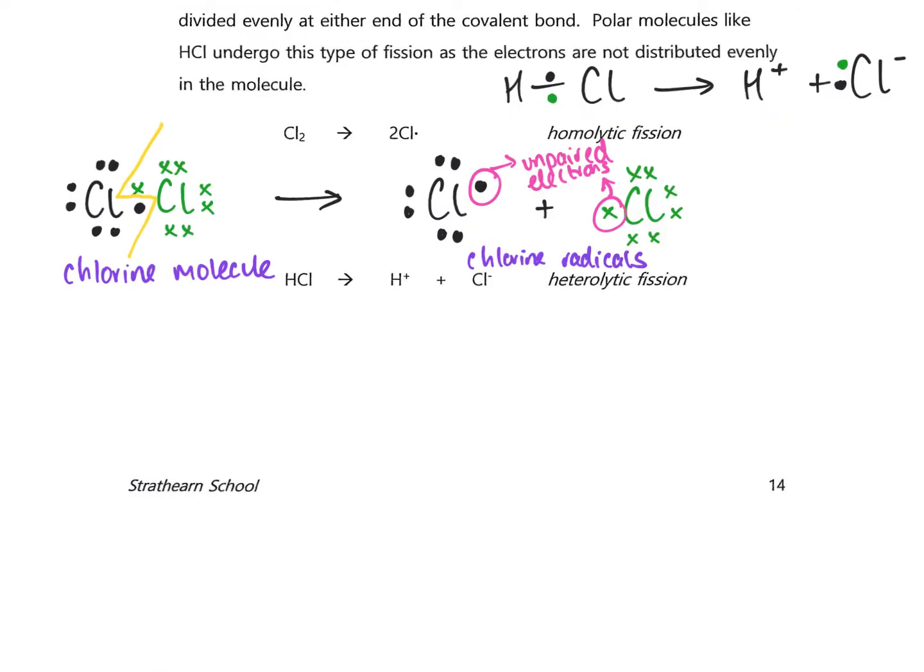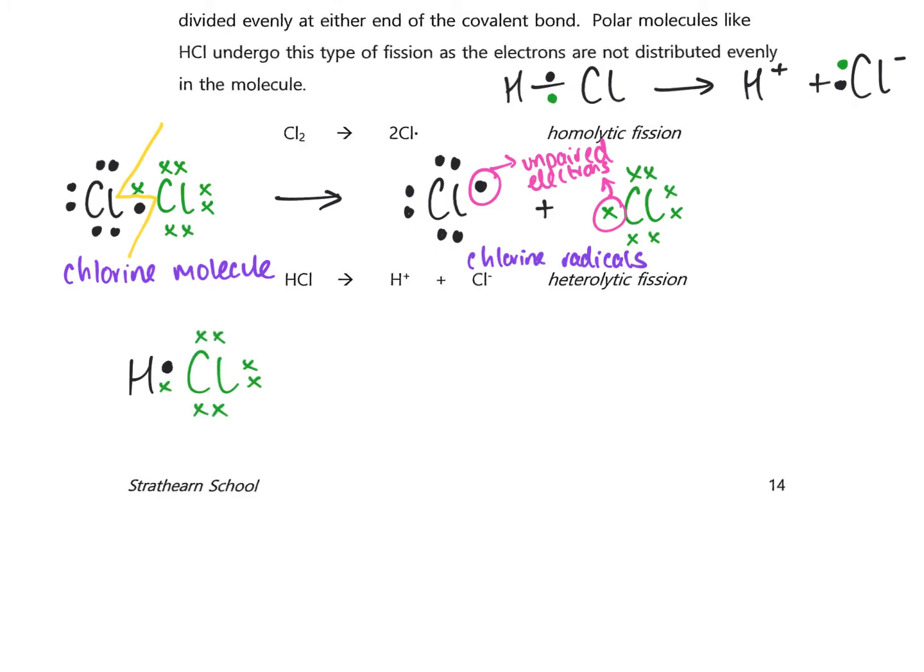So homolytic fission of a covalent bond is the equal splitting of that covalent bond, so that each of the atoms that originally shared a pair of electrons each leave with one electron, and that electron is unpaired and makes it really reactive. But let's have a look at heterolytic fission, and we'll use the example of hydrogen chloride. Let's again start with a dot and cross diagram of that molecule.